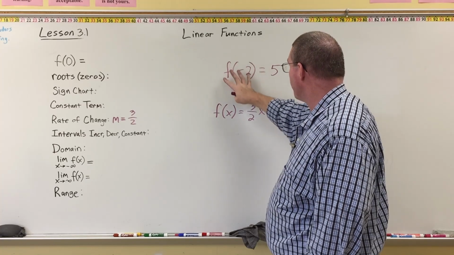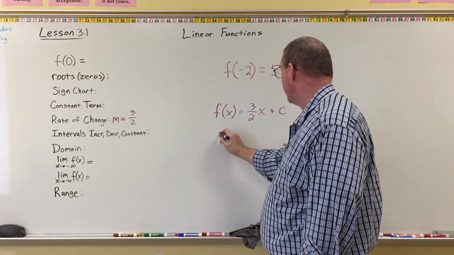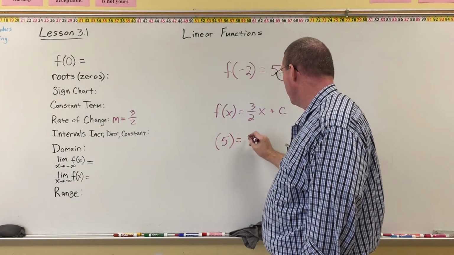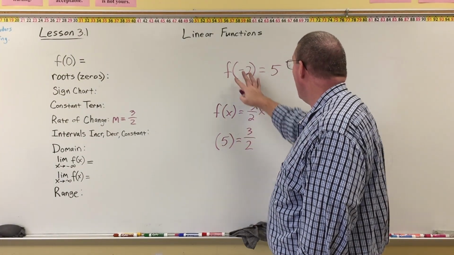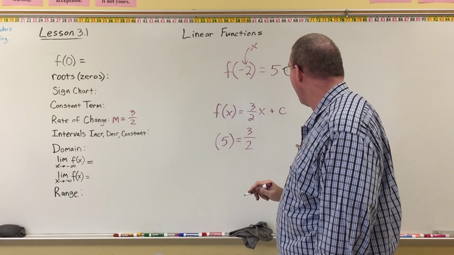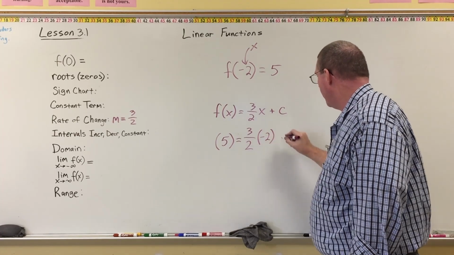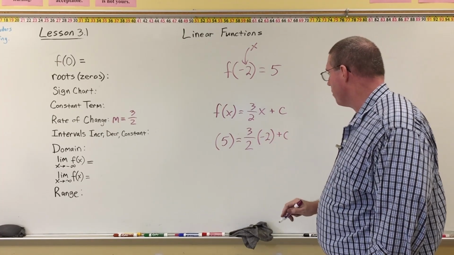See, look, f of something is equal to 5. The y value is 5. So we're going to put a 5 over here. So put a 5 equals 3 over 2. We know from looking at this that right there, that negative 2, that is the x. So in place of this x, we're going to put a negative 2. And then we're going to put plus c. Then we're going to solve for c.